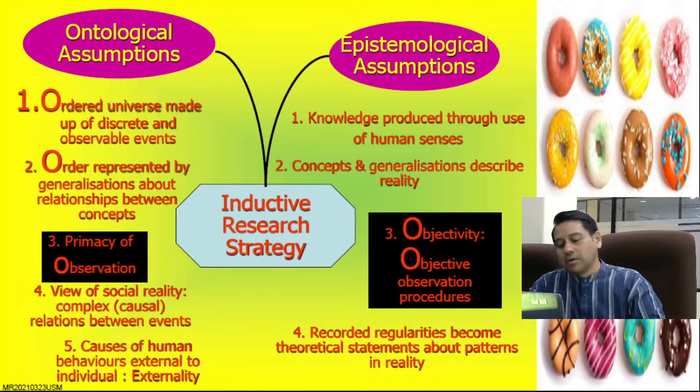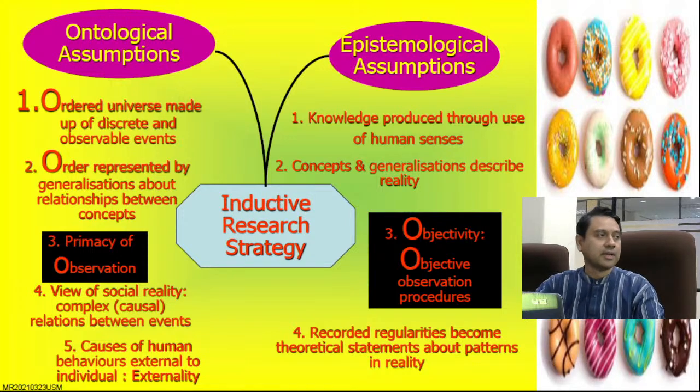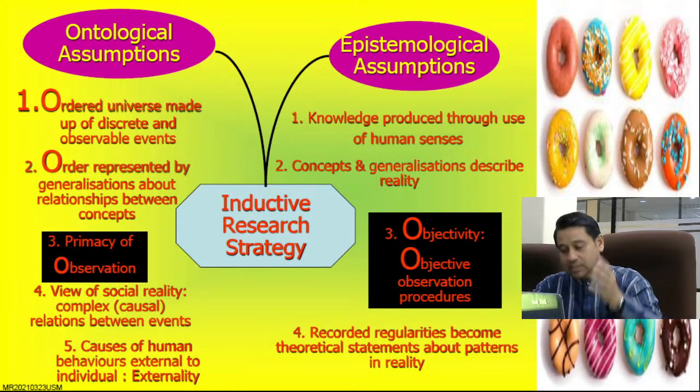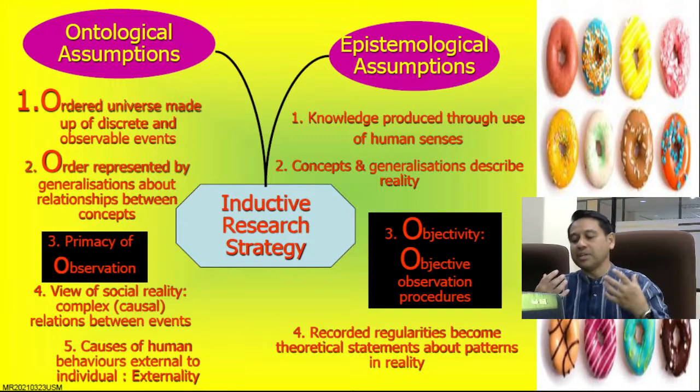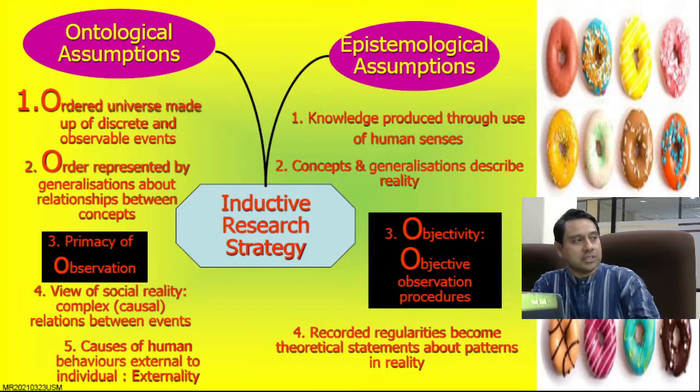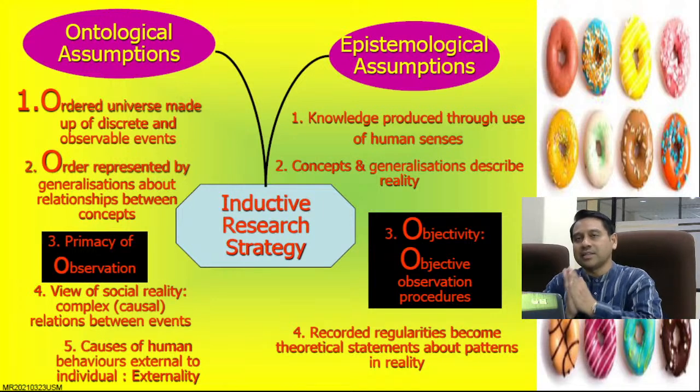Number 4, a view of social reality as being complex relations between events. So this is similar to the second one, right? And number 5, causes of human behaviors are external to the individual. The principle of externality: we can understand human beings through external observation. So observation becomes very, very crucial, in fact the foundation of knowledge. That is the ontological assumption.